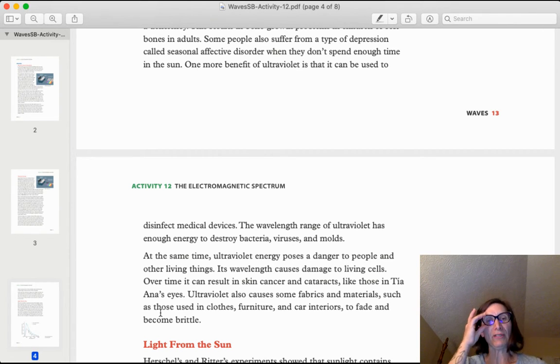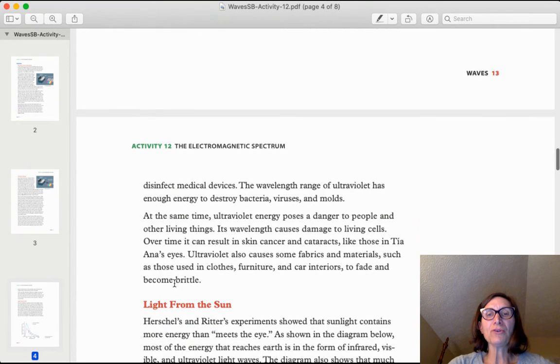That was from a previous reading. She was suffering with cataracts. Ultraviolet also causes some fabrics and materials, such as those used in clothes, furniture, and car interiors, to fade and become brittle.